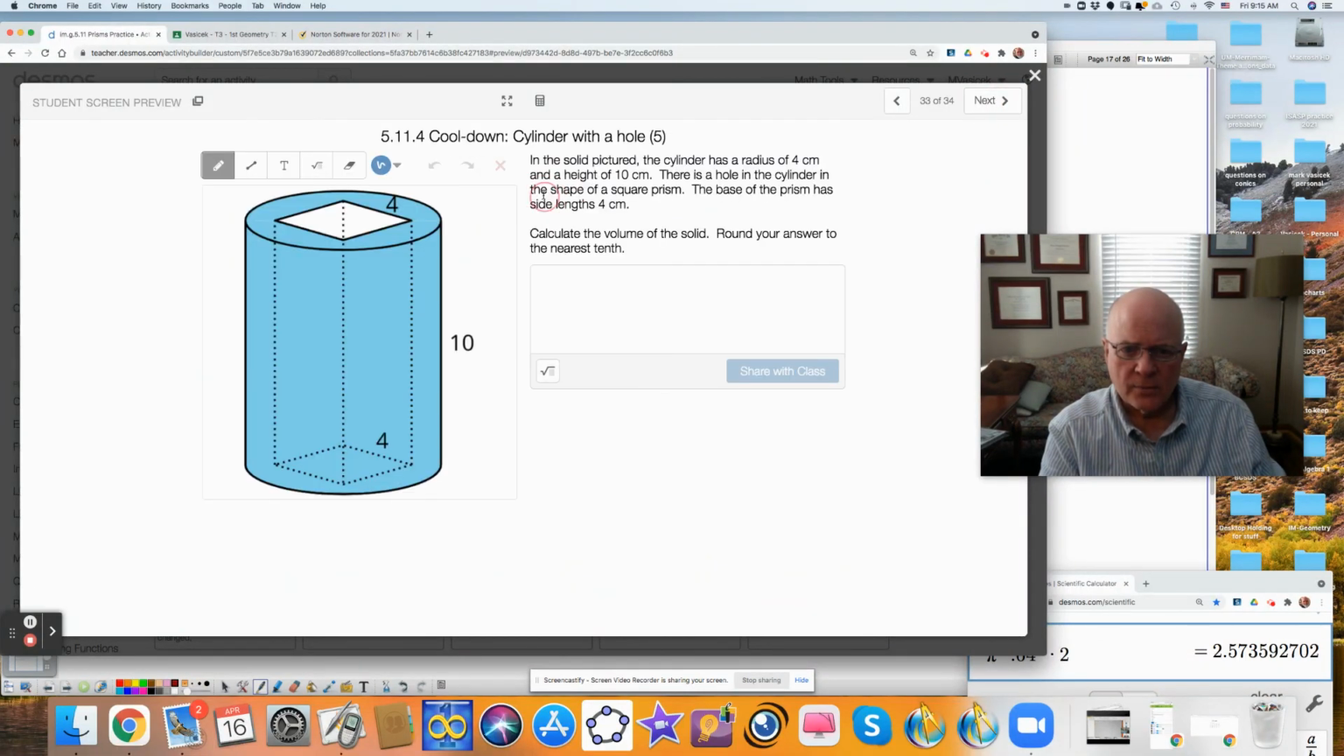And consider this drawing. This is a cylinder, and it's missing this cube in the middle of it. So how would you find the volume of this piece? This is a composite, and you have to take the volume of the cylinder and subtract from it the volume of the prism. And this is something that you are capable of doing. Good luck and success.